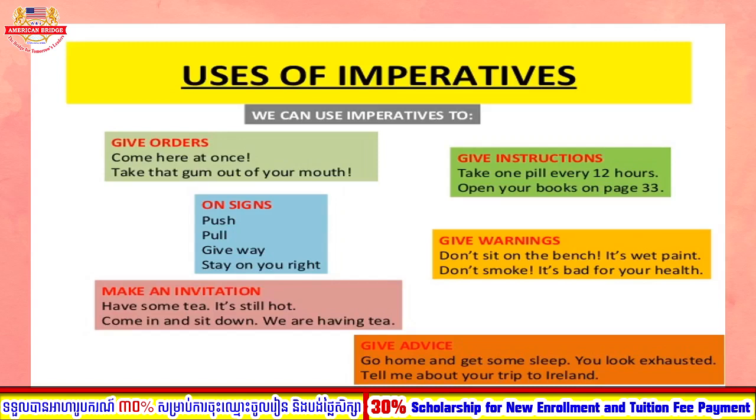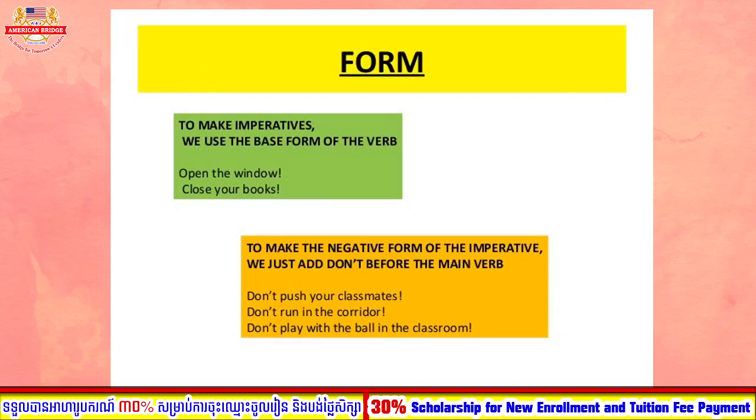Okay, so now let's move to the next one. In imperative, you know already that we have forms of using it. The first one we call positive form and another one we call negative form, right? So look at the first one, the color green. To make an imperative we use the base form of the verb. Example: open the window, close your book, right?